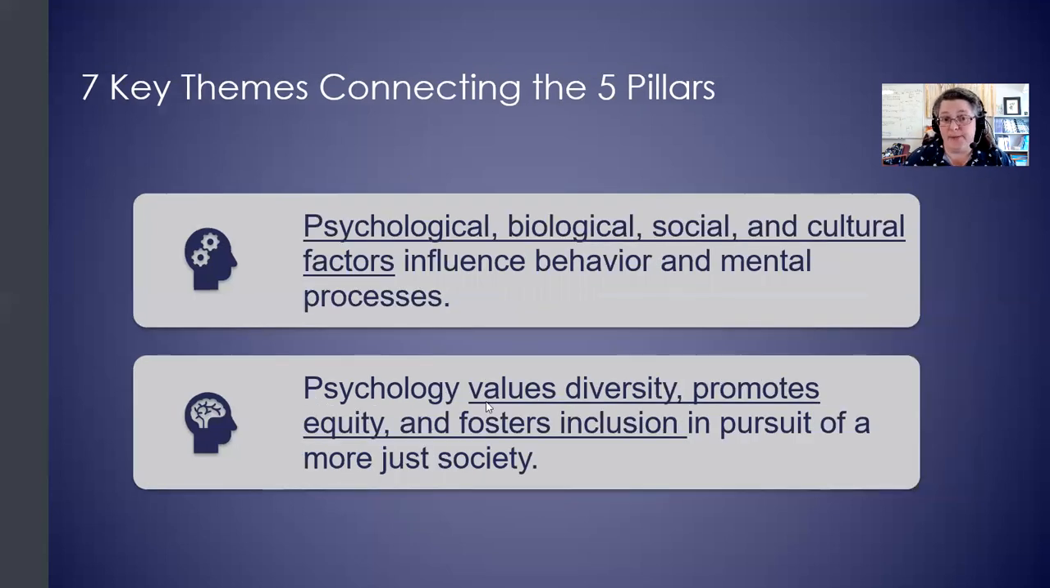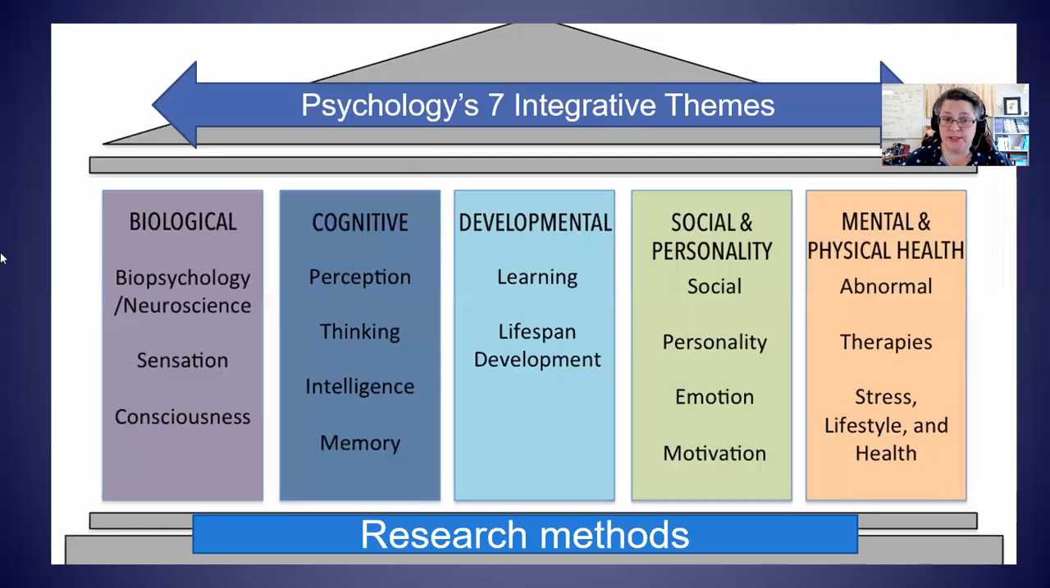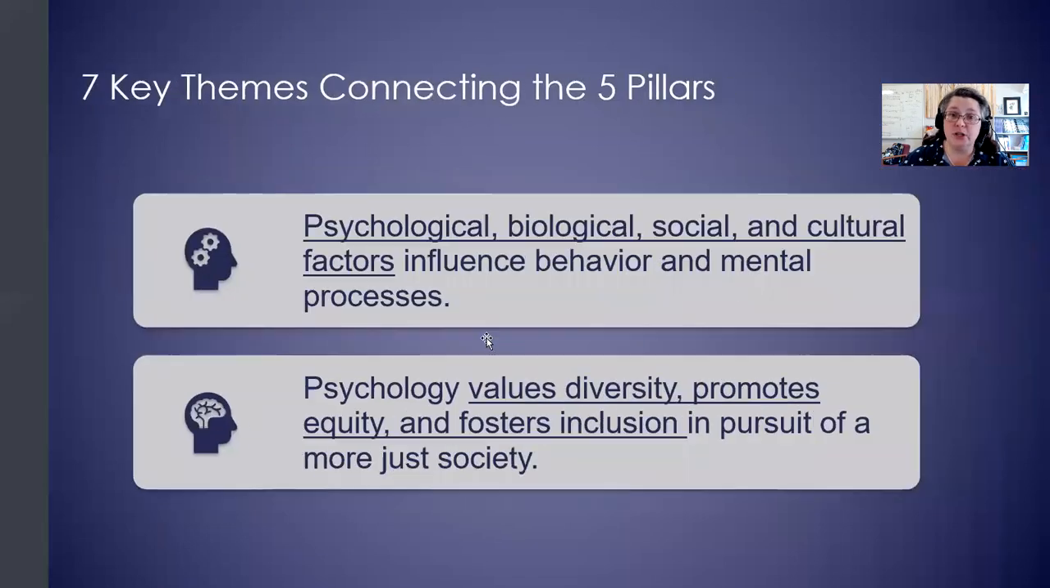The third theme is that psychological, biological, social, and cultural factors all work together to influence behavior and mental processes. So remember those themes, those pillars? It's tempting to say, well, which one is the best or which one is the right pillar, the right domain? Well, they're all correct. To have a full understanding of the human condition, you have to recognize that we are multifaceted. What causes depression? Well, there's psychological, biological, social, and cultural factors. What leads to happiness? Psychological, biological, social, and cultural factors. And we'll talk about those as we go through the semester.